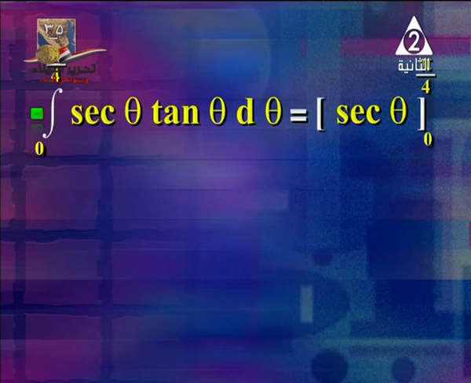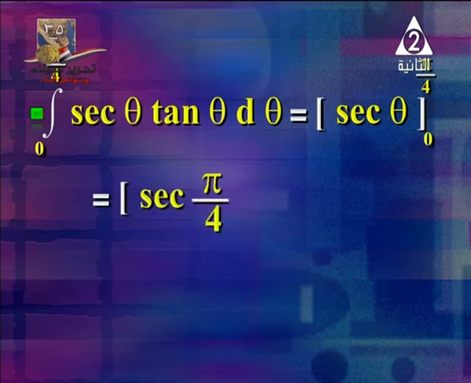Now, what is the integration of sec theta tan theta d theta with respect to theta from 0 to pi over 4? Remember, pi over 4 equals 45 degrees. Then the integration of sec tan equals what? It equals sec theta. So the integration of sec tan equals sec from 0 to pi over 4.